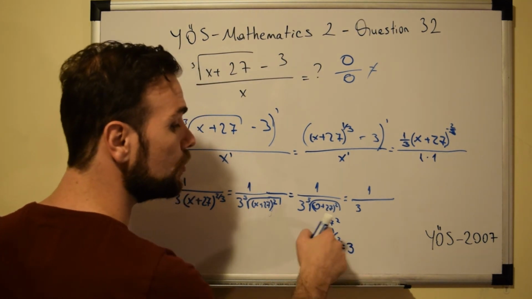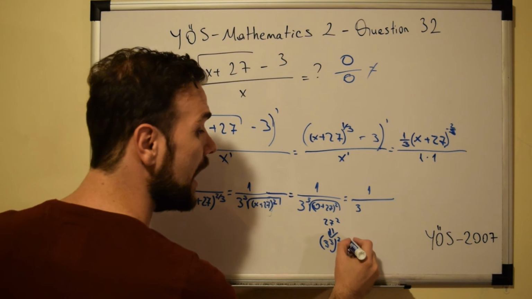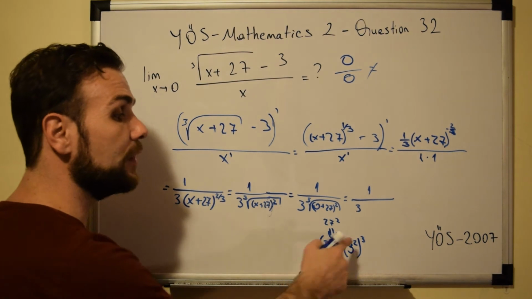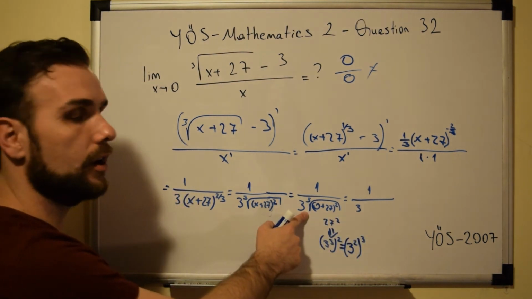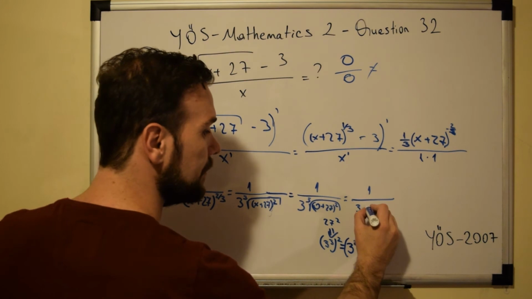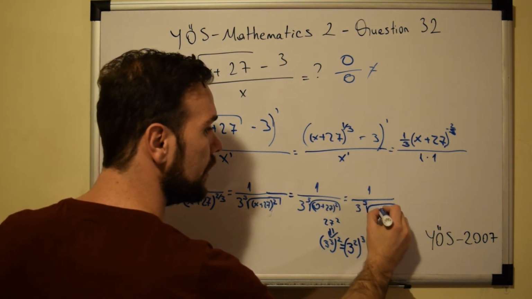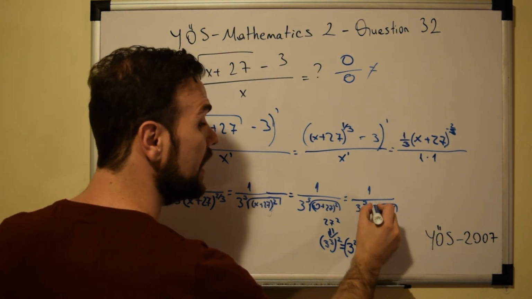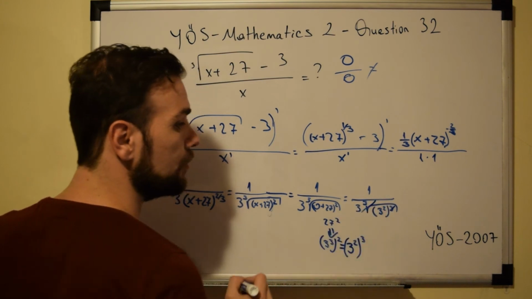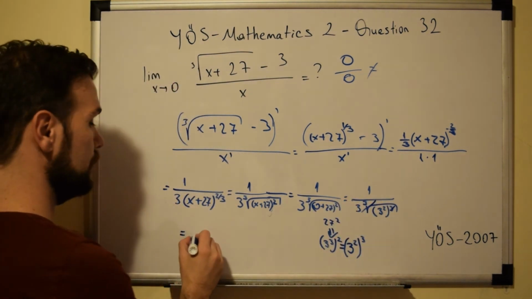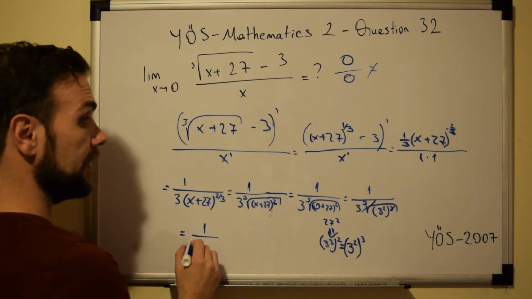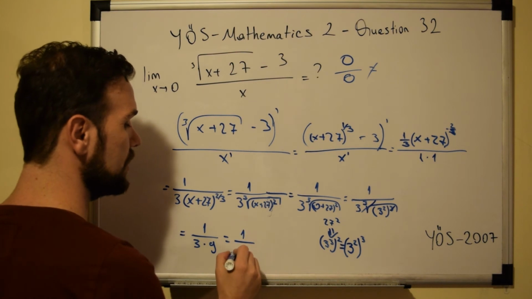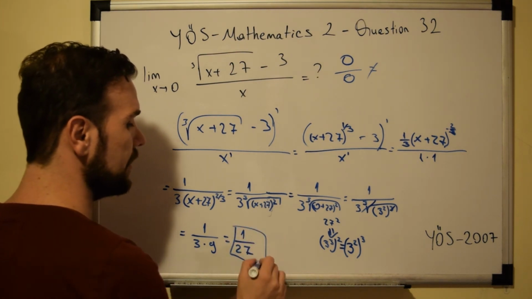So instead of writing 3 to the power of 3 and all to the power of 2, I will write it as 3 to the power of 2 and all to the power of 3. And the only reason I did it is to get rid of the third root. So I have the third root of 3 to the power of 2 all to the power of 3. So the exponent and the root are cancelled. So what do we have? We have 1 over 3 times 3 squared, which is 9. So the answer to this question is 1 over 27.